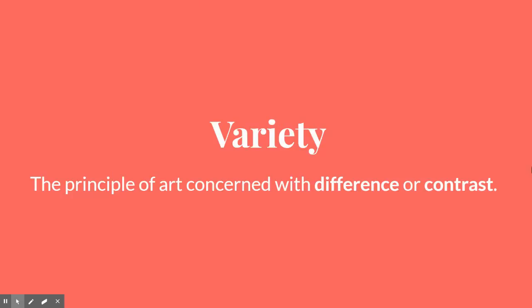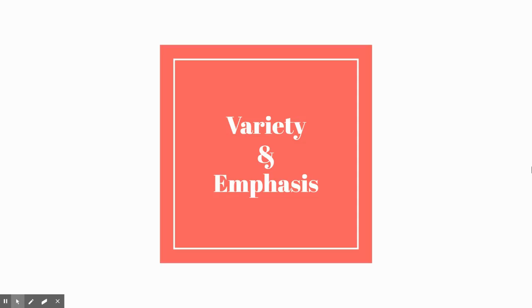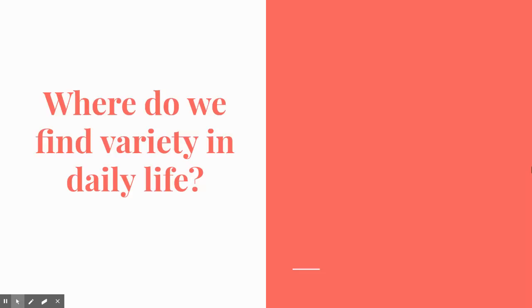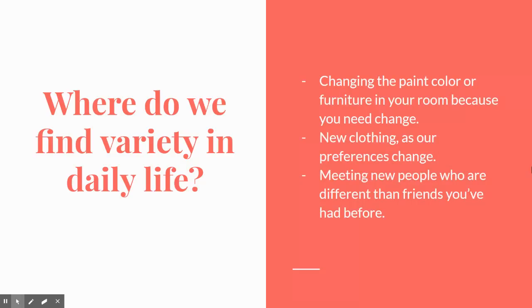So first we have variety, and variety is the principle of art concerned with difference or contrast. There are a lot of places we can see variety in daily life. We can see it in changing the paint color or the furniture in your room because you feel like you need a change. Sometimes I'm like, something has to change, and so I'll rearrange the furniture in my room maybe once a year just to have some new stuff to look at or a different way to experience it.